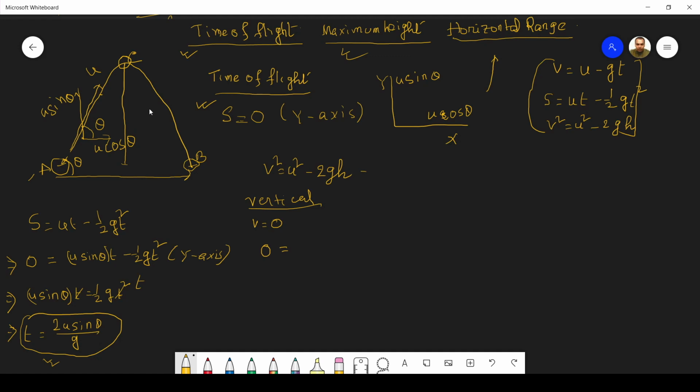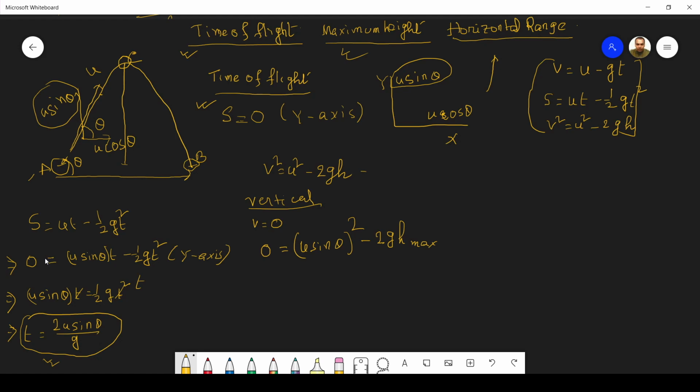So u means basically the velocity of the object along the vertical direction. The vertical component of velocity is u sin theta, which we have also shown here. So it is (u sin theta) whole square minus twice g h, but now I will write it simply as h max, since we are talking about maximum height.